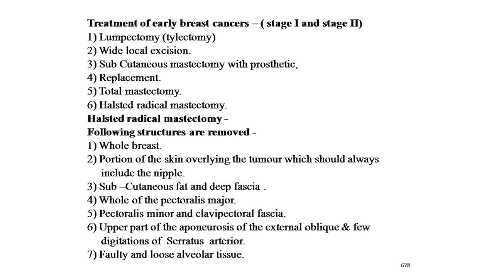In Halsted radical mastectomy, the following structures are removed: the whole breast, a portion of the skin overlying the tumor which should always include the nipple, subcutaneous fat and deep fascia, the whole of the pectoralis major, pectoralis minor and pectoral fascia, the upper part of the aponeurosis of the external oblique and a few digitations of the serratus anterior, fatty and loose areolar tissues. All these should be removed in the Halsted radical mastectomy.